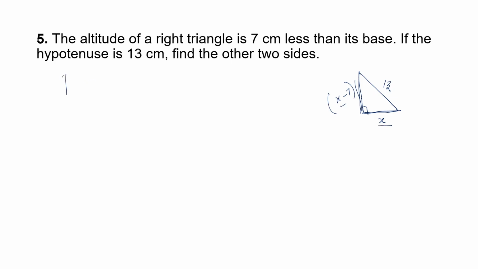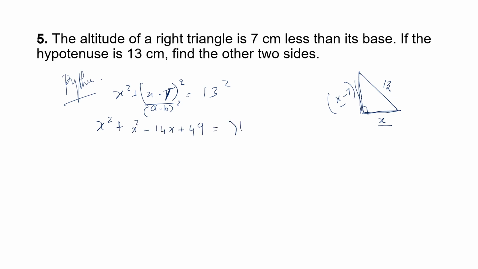So what do you know? Pythagoras theorem. x square plus (x minus 7) whole square will be equal to the hypotenuse square. Okay, so using the formula (a minus b) whole square equals a square minus 2ab plus b square, equal to 169. Then on solving this, you will get 2x square minus 14x minus 120 equal to 0. So x square minus 7x minus 60 equal to 0.